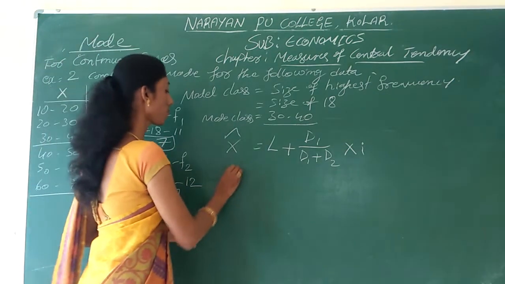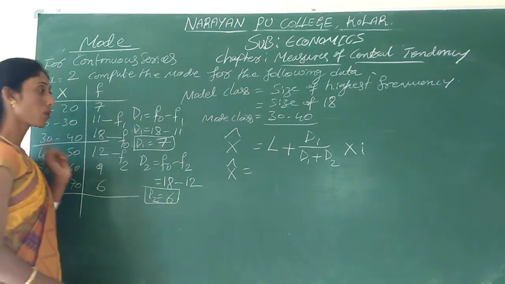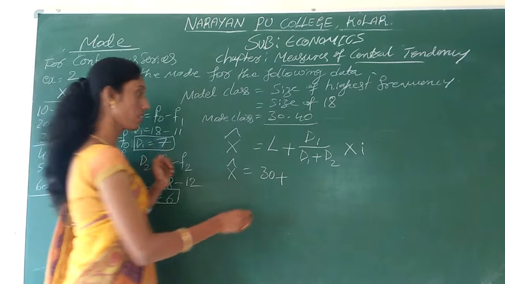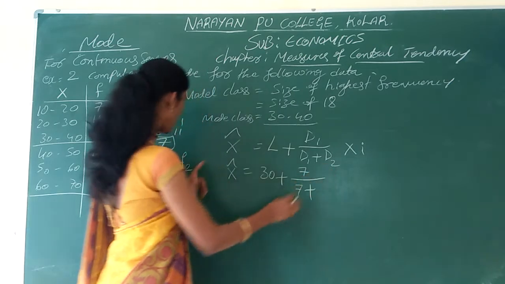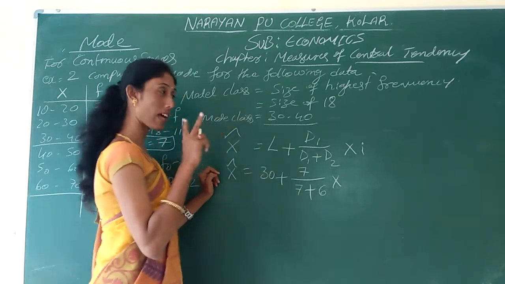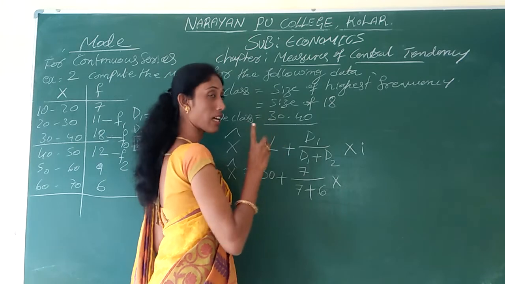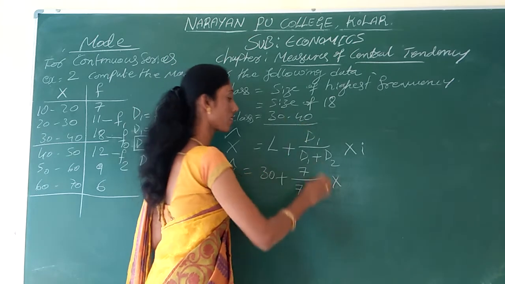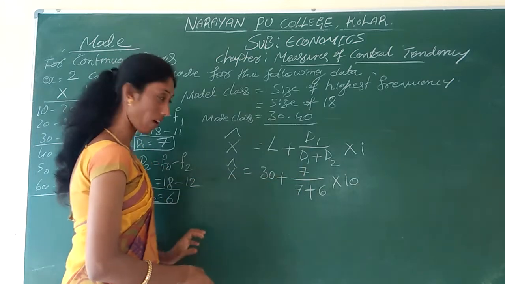Got it? Then mode is equal to L, where L is the lower limit of the mode class, which is 30, plus D1, which we got as 7, divided by D1, 7, plus D2, 6, into I, the size of the class interval. What is the size of the class interval? For 30 to 40, 10 is the class interval size. The formula is upper class limit minus lower class limit: 40 minus 30 gives 10. This is how to put the values in place of the formula.